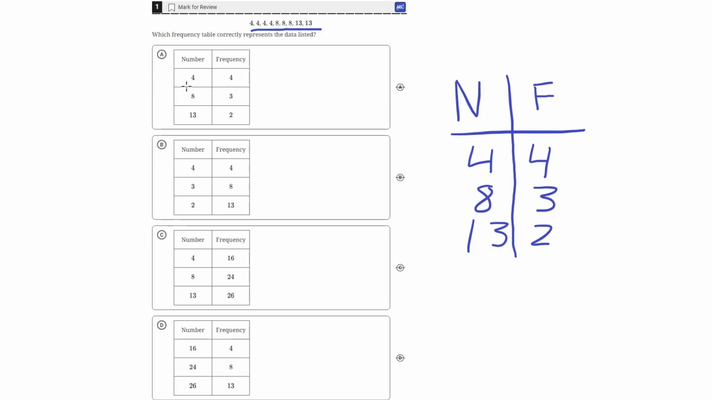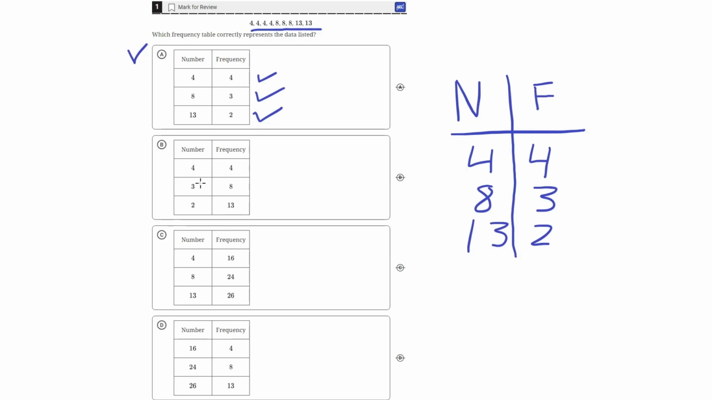So answer choice A says that the number 4 appears 4 times, which is correct. The number 8 appears 3 times, which is also correct. And that the number 13 appears 2 times, which is also correct. So answer choice A looks correct so far.